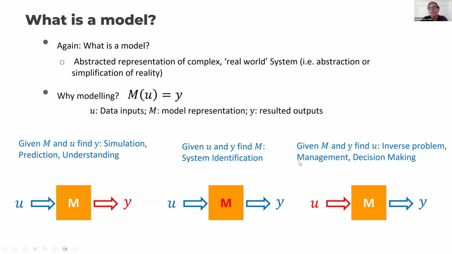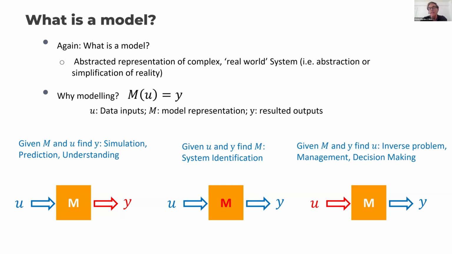Sometimes you also use a model in a different way. Sometimes you already know the output and you know the model formulation. And what you are trying to figure out is what is the input that produces that output that you have. This is called the inverse model. So asking what's the input that produces this output.